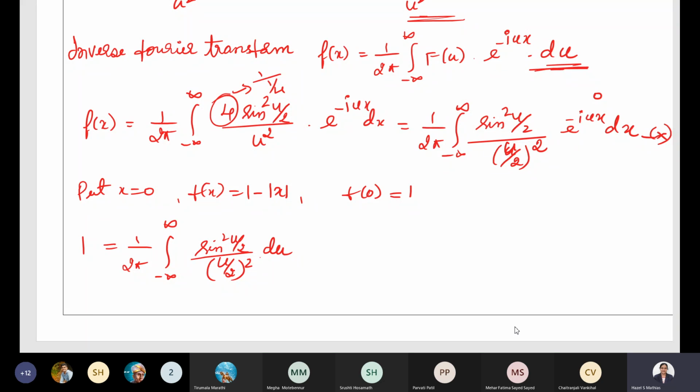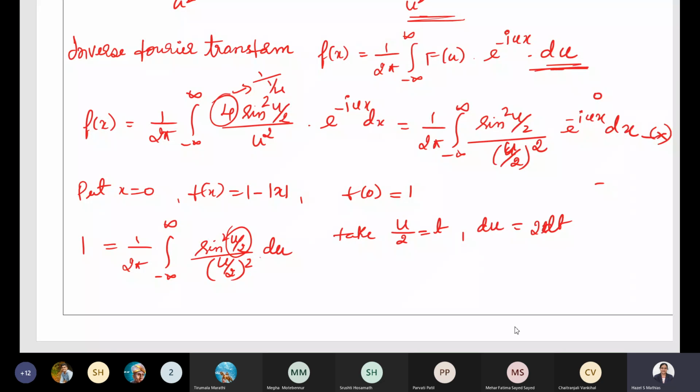After this step, we make the substitution. Take u/2 equal to t. Here is u/2, so let's take that as t. If I put it as t, what will be the value of differentiation of u? u will be 2 times t, so du will be 2 times dt. So this is what we get after substitution.